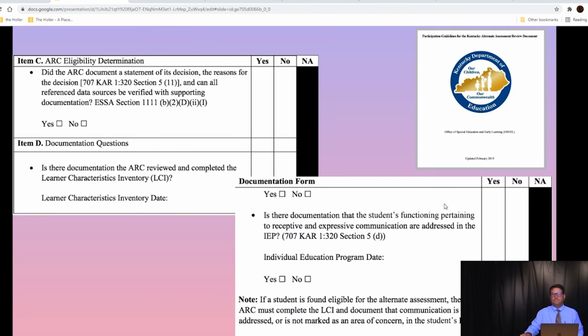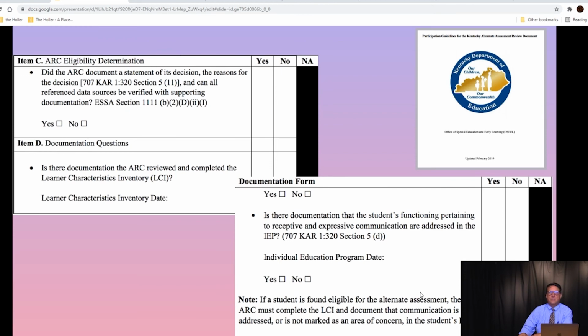Note that for students found eligible for alternate assessment, the ARC must look at the LCI and document that communication is addressed or marked as an area of concern in the IEP. So that's very, very important that the ARC must, in fact, document this. Looking at the LCI and documenting that communication is addressed or is not marked as an area of concern in the student's IEP.